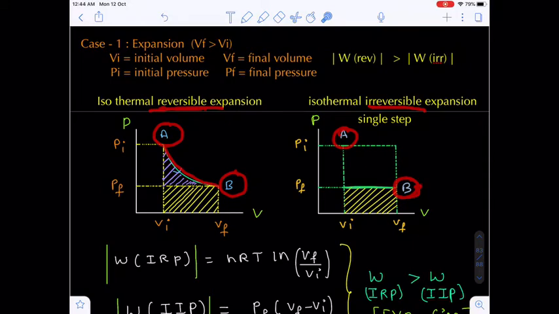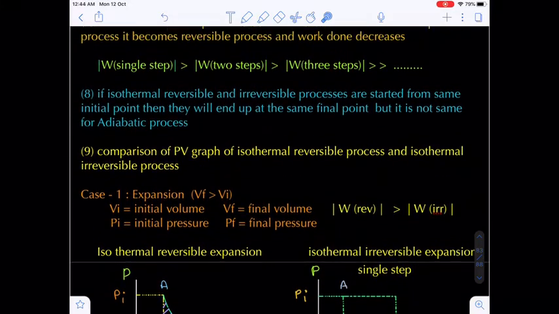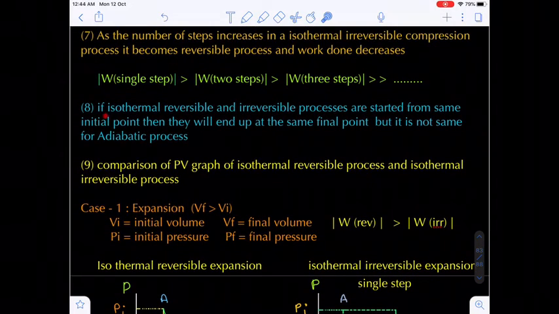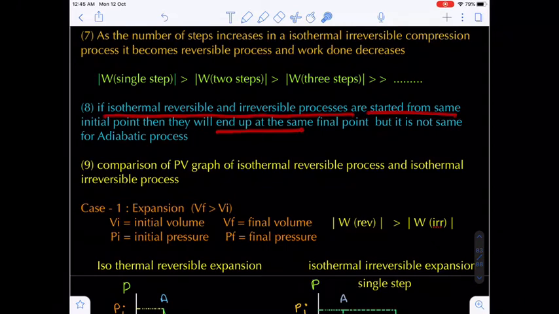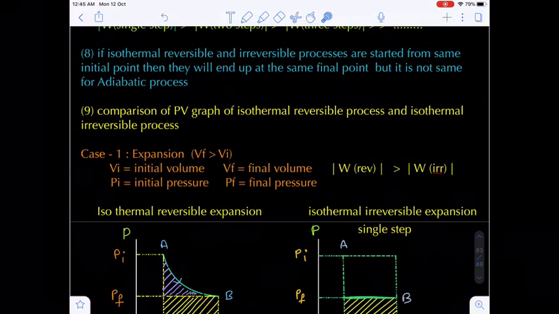But the initial and final points are not the same in the adiabatic process. This is very, very important. If isothermal reversible and irreversible processes start from the same point, they will end at the same final point. It is only valid for isothermal, whereas it is not valid for adiabatic. The adiabatic process we will discuss in the next class.